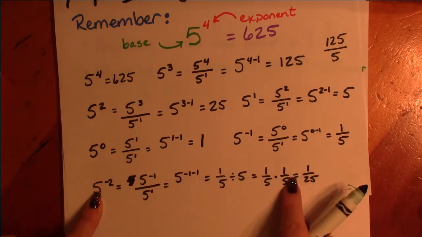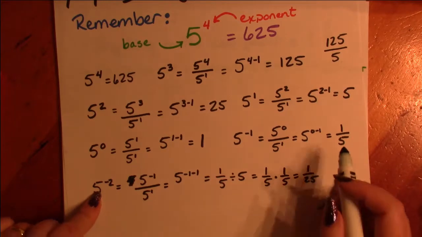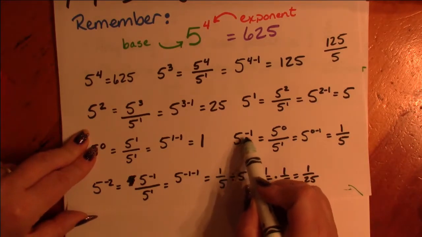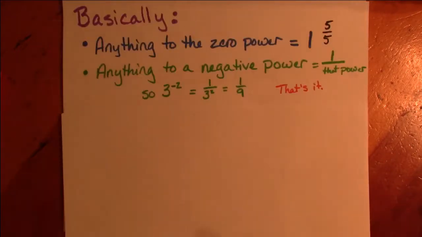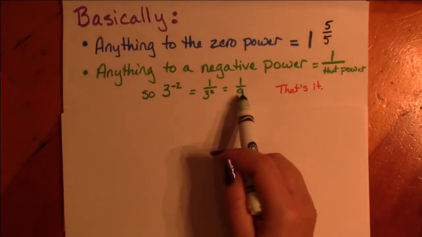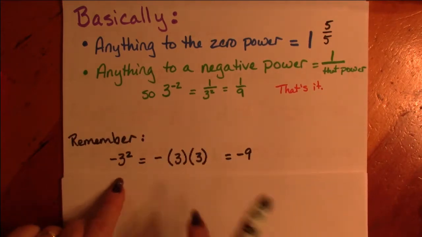Now you know why, and you understand why, so now you can ignore why. And now you can skip to the easy part. 5 to the negative 1 is 1 over 5. 5 to the negative 2 is 1 over 5 squared. 3 to the negative 2 is 1 over 3 squared. So we're going to try that.